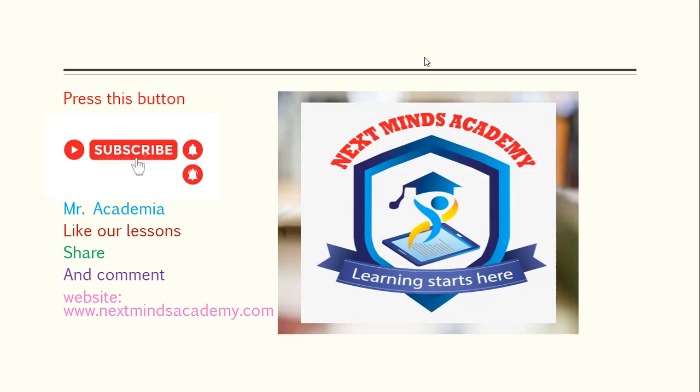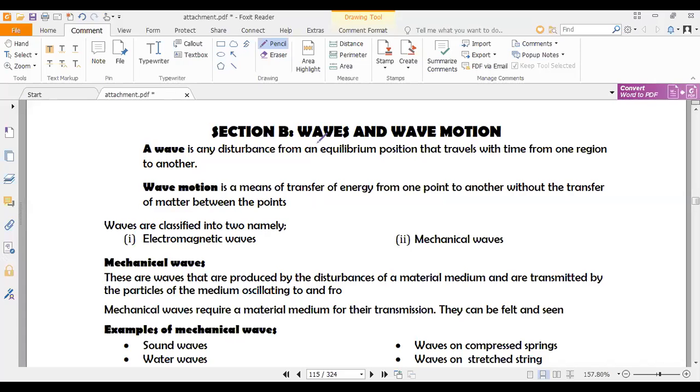So we are going to start by looking at waves in our A-level series. We shall look at waves and wave motion. If you are to define a wave, a wave is defined as a disturbance from equilibrium position, which travels with time from one region to another. Of course, the word equilibrium and the words disturbance traveling with time from one region to another are the keywords in the definition of a wave.